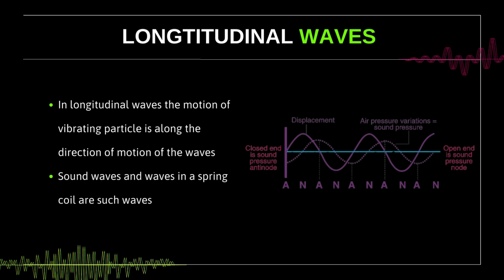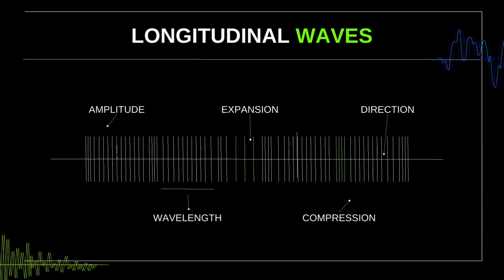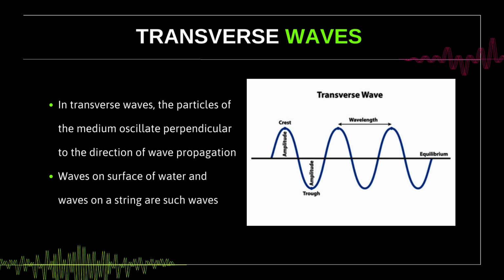Longitudinal waves. In longitudinal waves, the motion of the vibrating particle is along the direction of motion of the wave. Sound waves and seismic waves are great examples. This is a representation of the longitudinal wave, which shows the amplitude, the expansion, the direction, the wavelength, and the compression of the wave.